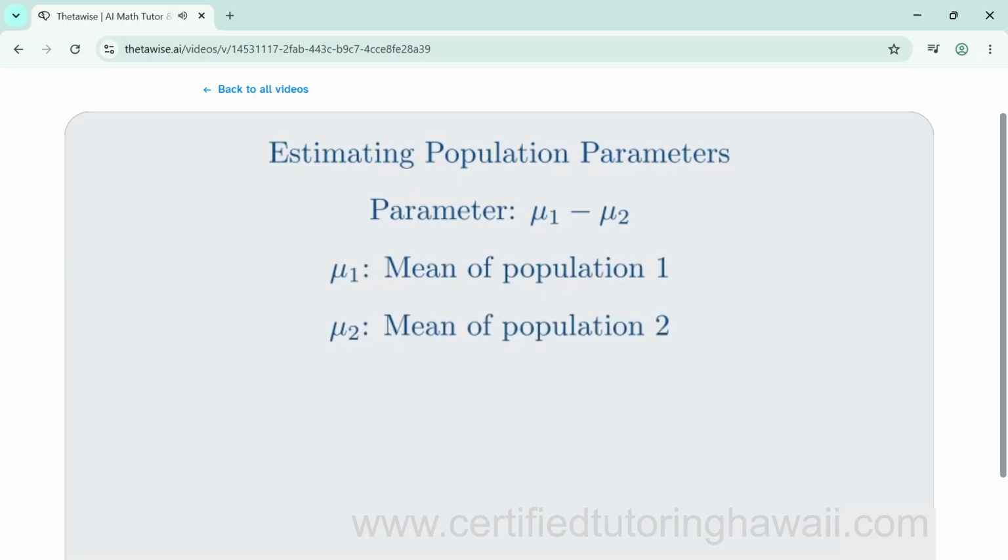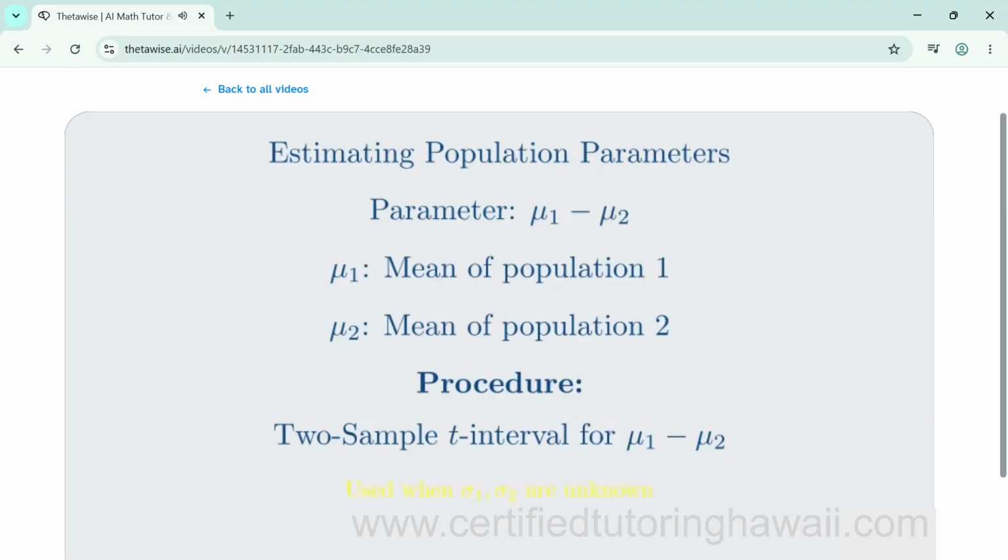To estimate this, we use a specific procedure. We call this the two-sample t-interval for the difference between population means. We use the t-distribution because, in the real world, we almost never know the true population standard deviations. Our starting point, or point estimate, is simply the difference between our two sample means, x bar 1 and x bar 2. We'll use this to build an interval that likely contains the true difference.